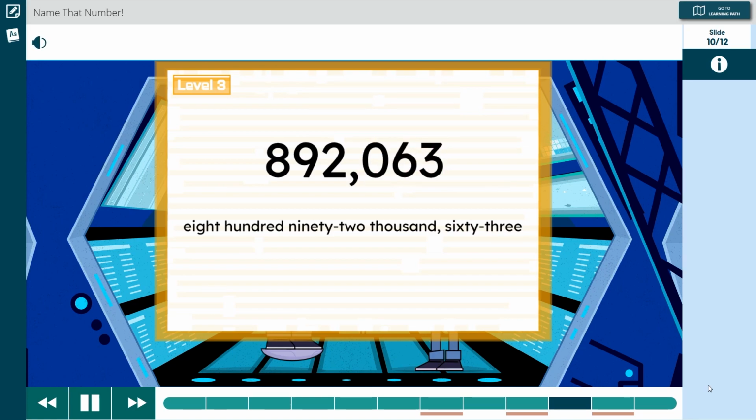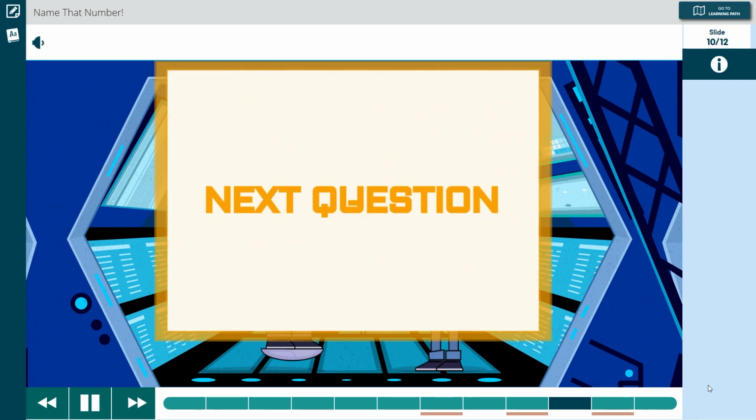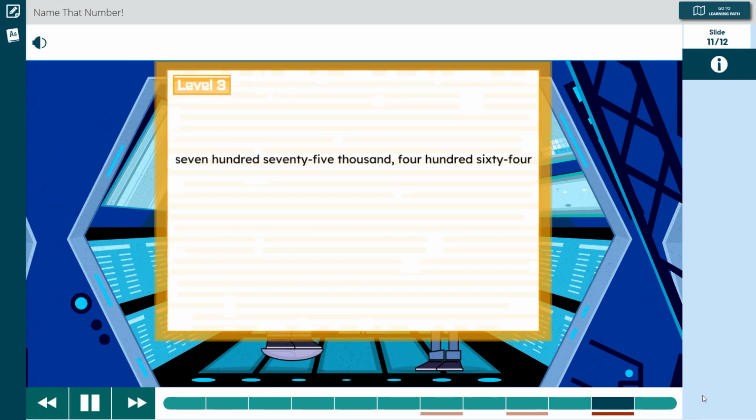This number in word form is written as 892,063. Wow, that was a big number. But looking at it by periods makes it easier to read and write. This is our last one. Let's write this number in standard form.